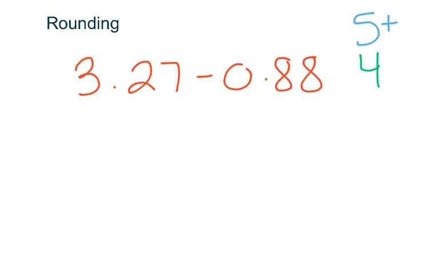So first with rounding. When we're rounding, we're looking, in this case, to find the nearest whole number. So whole numbers are these numbers sticking out here in front of our decimal. So in order to find that, we're going to look at the number that comes after the decimal. So we have 2 and we have 8.